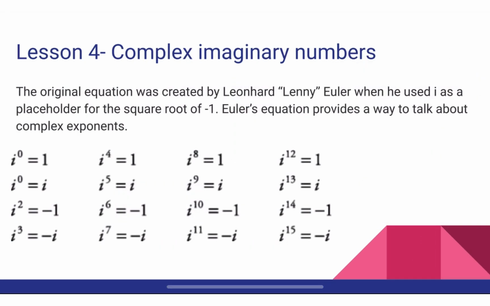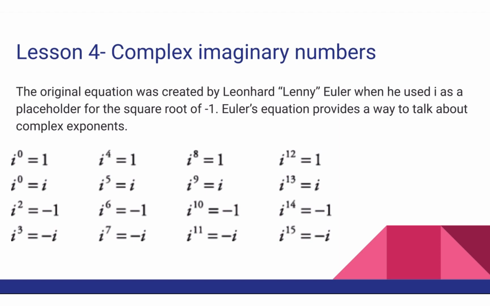Lesson 4, Complex Imaginary Numbers. The original equation was created by Leonhard Euler when he used i as a placeholder for the square root of negative 1 in an equation. His equation actually provides a way to talk about complex exponents. As you can see at the bottom, it shows the values for the imaginary numbers, such as i to the power of 0, which is equal to 1, i to the power of 1 is i, and i to the power of 2 is negative 1.